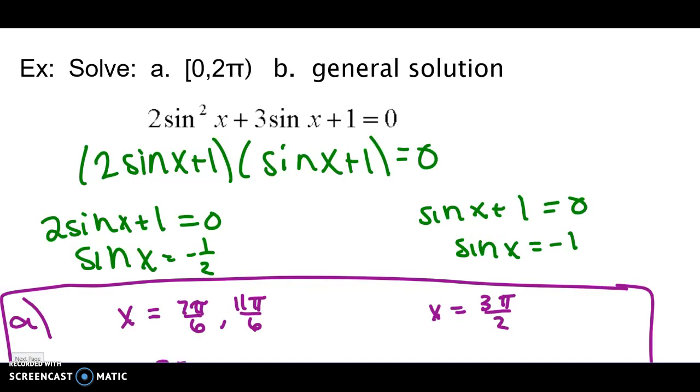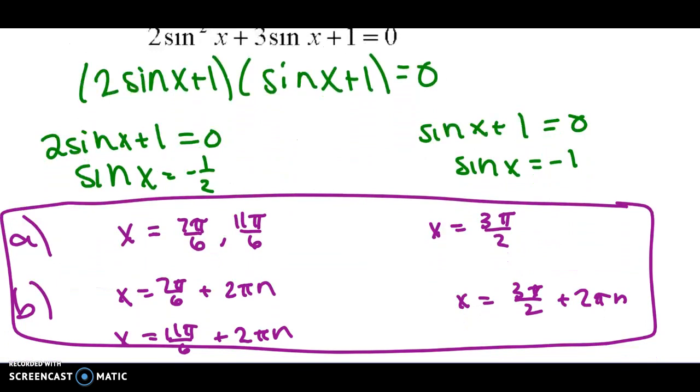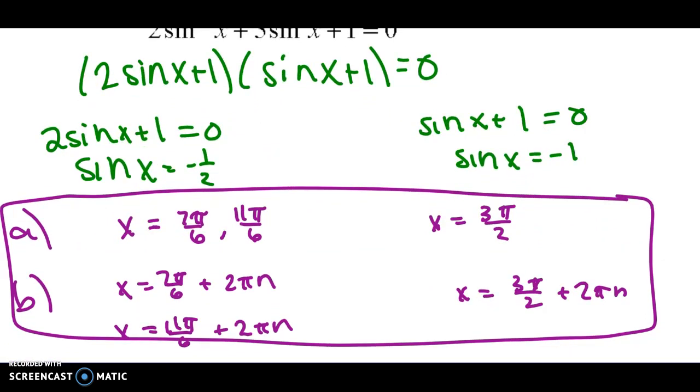All right, the key to this example was being able to factor in this first step. Notice that I do have a quadratic here. That's 2 sine of x plus 1 times sine of x plus 1. Using the zero product property, I'm going to set each of these factors equal to 0, and I get sine of x is negative 1/2 and sine of x is negative 1. So for sine of x is negative 1/2, that occurs at 7 pi 6 and 11 pi 6. For sine of x being negative 1, that just occurs at 3 pi halves. And then finally, my three general solutions.